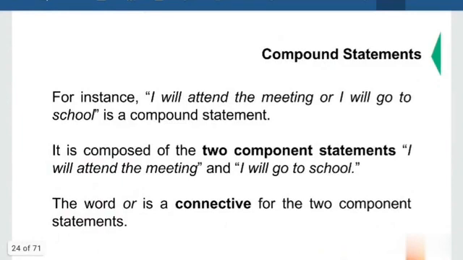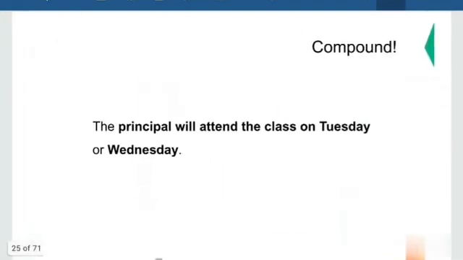For instance, I will attend the meeting or I will go to the school. This is composed of two sentences or statements rather, di ba? The first being, I will attend the meeting. The second one, I will go to school. Using the word or, using that connective, you were able to join them. So now you have a compound statement.